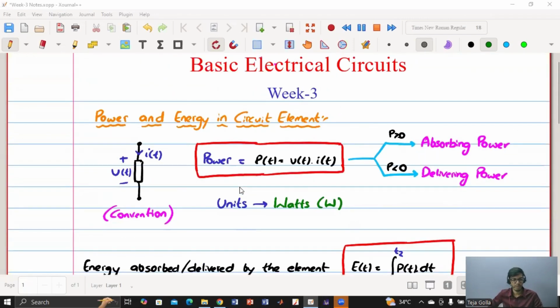Basically, we have started with power and energy in any random circuit element, and we have taken this convention of voltage and current polarity. According to this convention, we have defined the power. So, power is defined as P equals V of t into I of t, assuming voltage and current are time varying. If power is greater than 0, the element is absorbing the power, and if power is less than 0, the element is delivering the power. And when I say circuit element, it could be resistor, inductor, capacitor, voltage source, or current source.